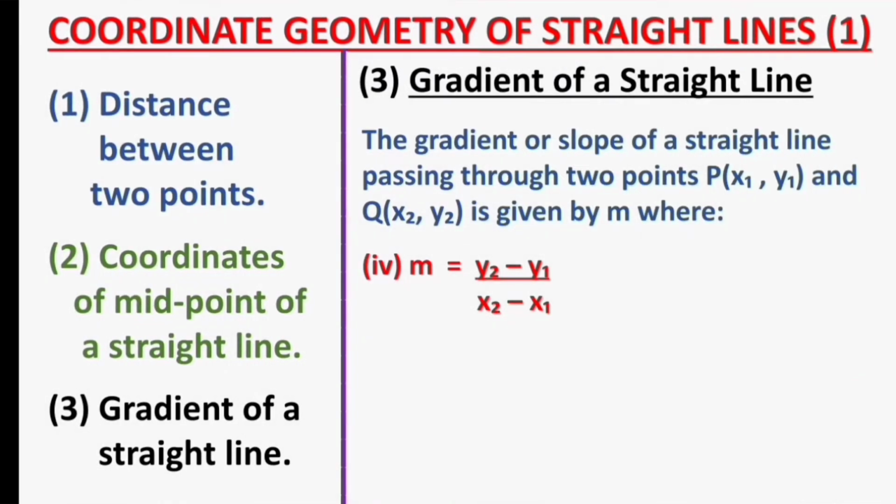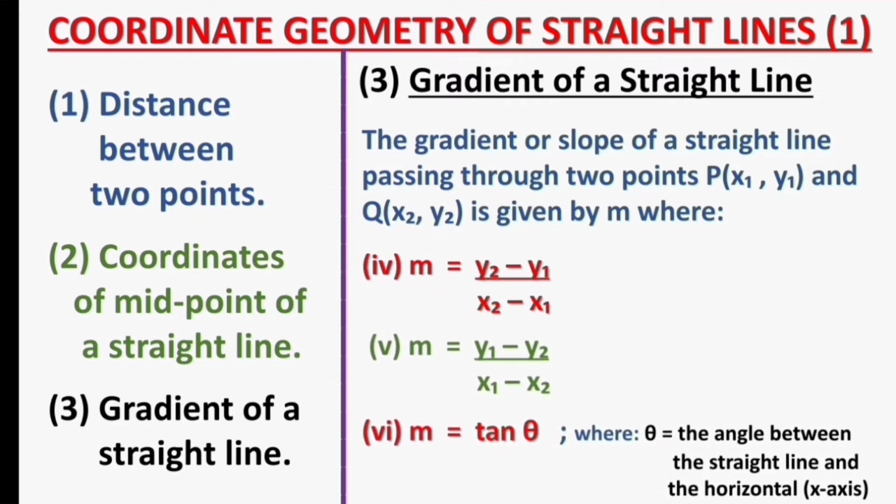The fourth formula for the gradient of a straight line m is equal to y2 minus y1 divided by x2 minus x1. The fifth formula for the gradient of a straight line m is equal to y1 minus y2 divided by x1 minus x2. While the sixth formula for the gradient of a straight line m is equal to tan theta, where theta is equal to the angle between the straight line and the horizontal or x-axis.